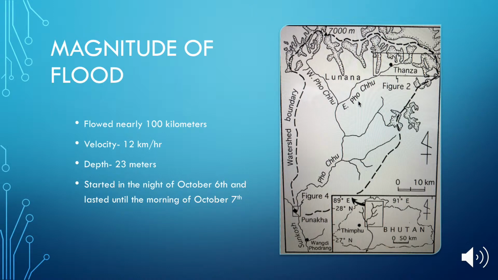The flooding covered close to 100 kilometers and had a depth level of 23 meters. Top velocity of the flood was approximated at 12 kilometers per hour. After the lake outburst during the night of October 6th, the flood traveled through the night until it reached Punakha at 7 o'clock a.m. The map shows the river systems in the Himalayan region. The flood started in Tanza, which joined the Pho Chu River, which eventually ran into Punakha and joined the Mo Chu River.